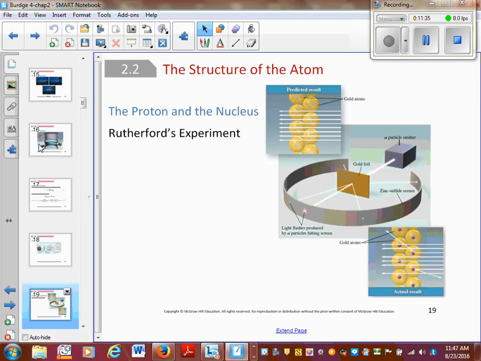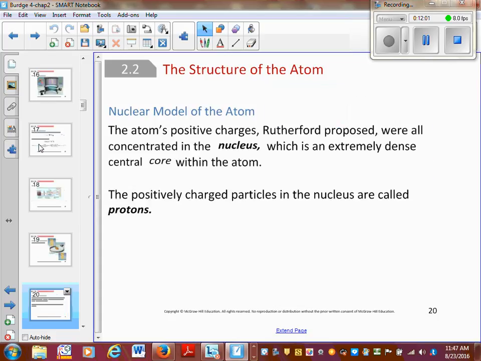We have a small nucleus this way, and a large area of electrons around it. The nucleus contains the protons and the neutrons, and the electrons are outside, in a cloud around it. So the nucleus, he proposed, is a very dense core. And the positively charged particles are called protons.